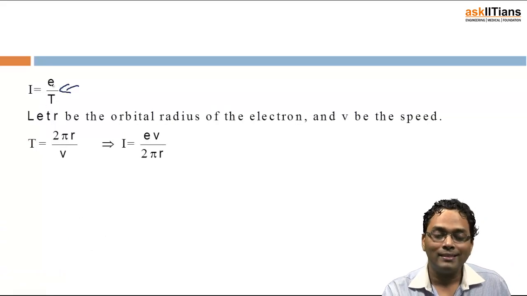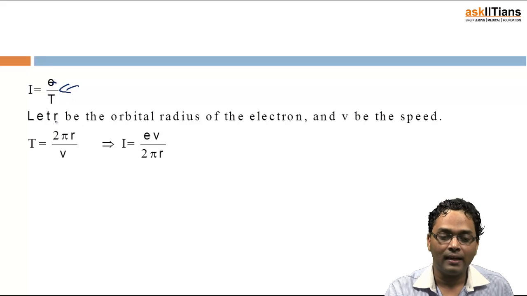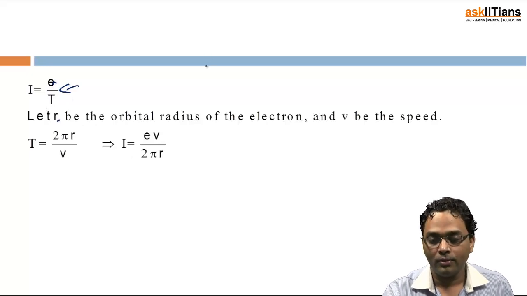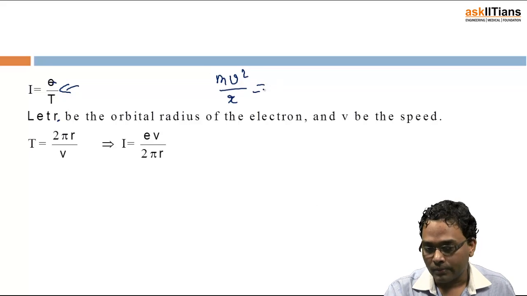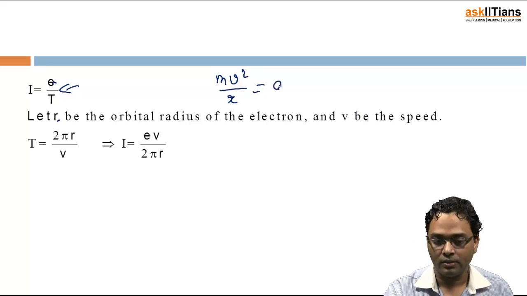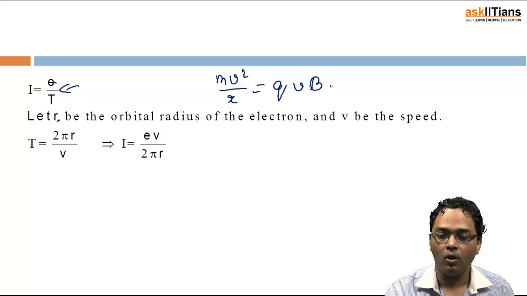E over T. What is E? E is nothing but the charge. If I say R is the radius, we know that something like mv square by R, in the case of an electron moving in a magnetic field, is simply given by QVB, or you can also say this is equal to B into I into L.